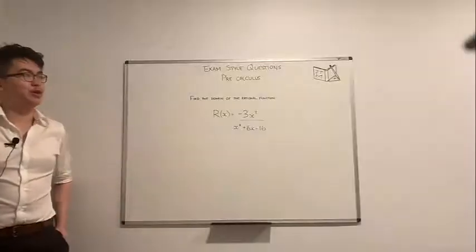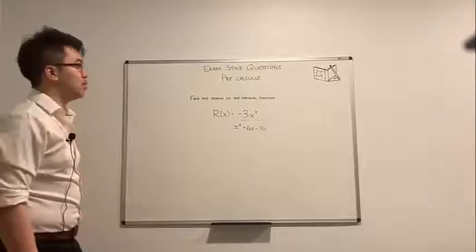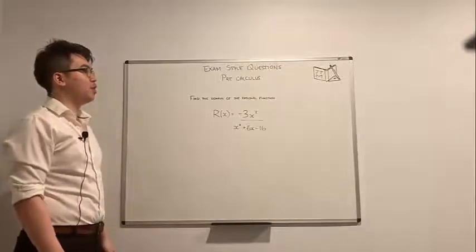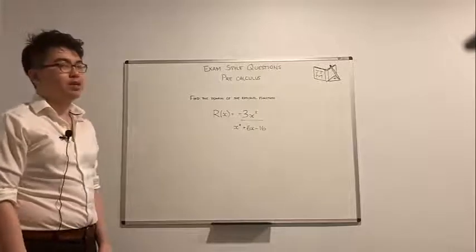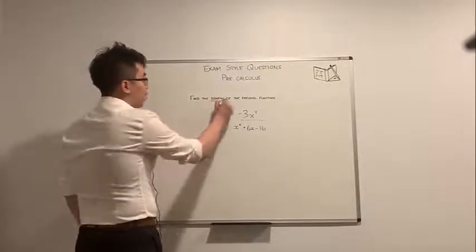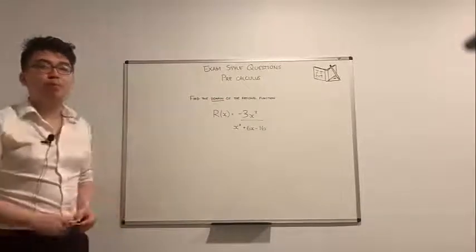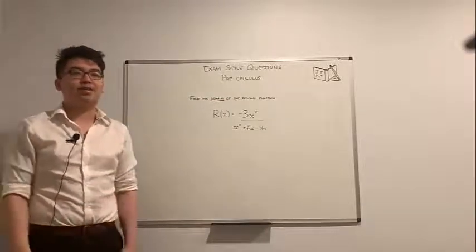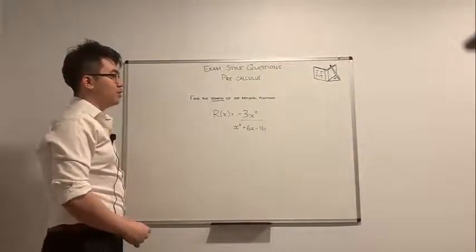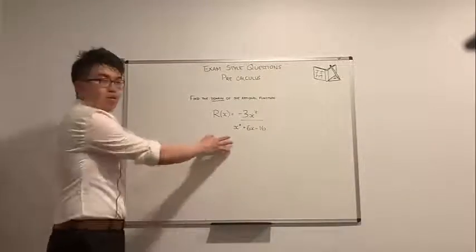So our first question here requires us to find the domain of the rational function r of x equals minus 3x squared over x squared plus 6x minus 16. Now I noticed an important keyword here, domain. If you will remember, domain is all the x values of a function. So we want to find all the x values that will satisfy this function.